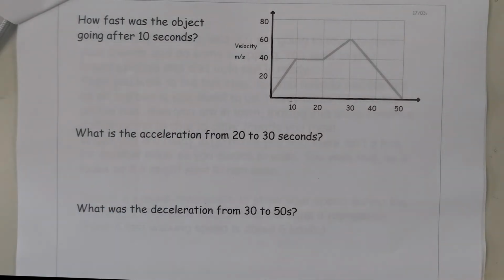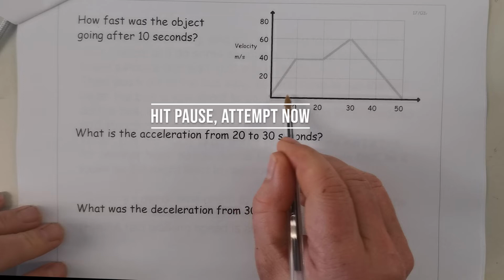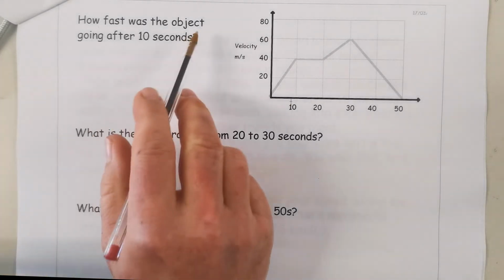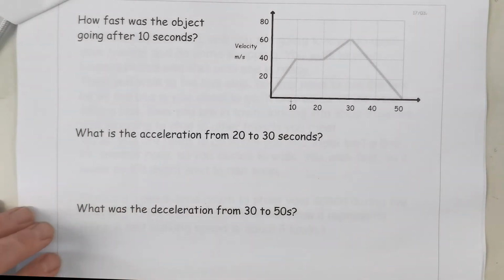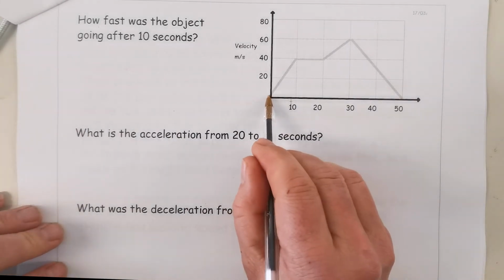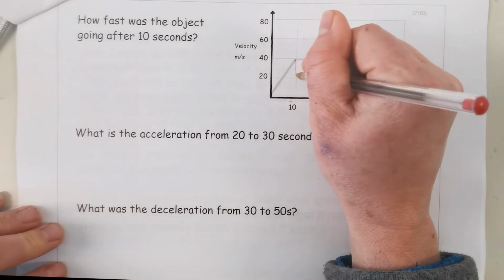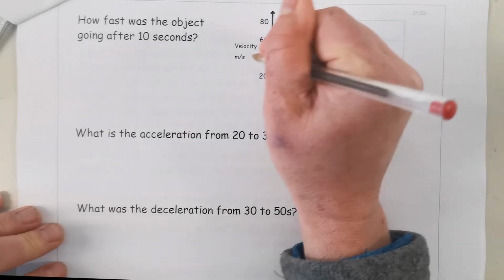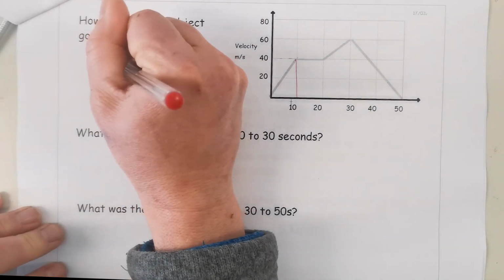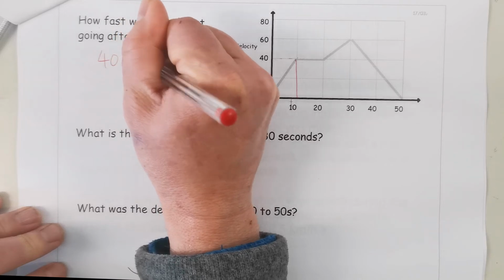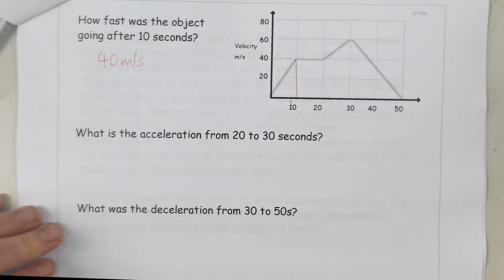So let's do some calculations. How fast was the object going after 10 seconds? Boom, go up here. 40 meters per second. No actual calculation required there.